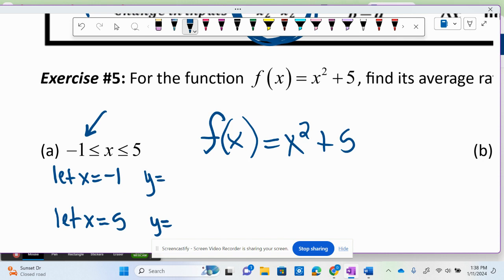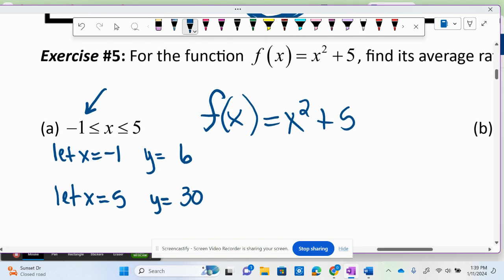And what about when x is 5? All righty. So when x is -1, y is 6. When x is 5, y is 30. Does everybody see how to let your calculator do that? So you're only putting the equation in one time. Okay. So now we're finding the slope. Remember that the slope is the change in y, 30 minus 6, over the change in x, 5 minus -1.